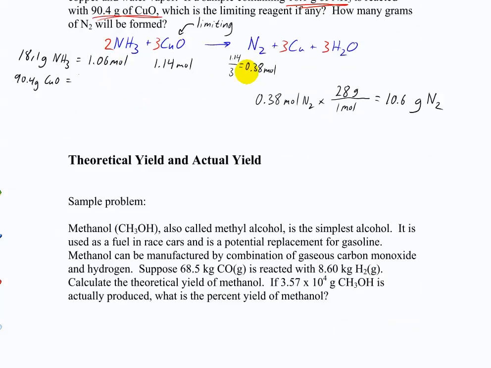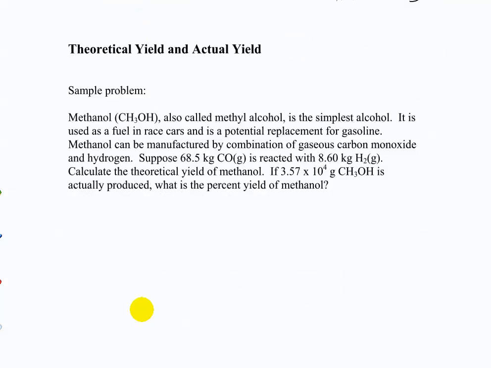So you get questions like this. 65 kilograms of carbon monoxide reacted with 8.6 kilograms hydrogen. Calculate the theoretical yield of methanol, and then if this much methanol is actually produced, what is the percent yield? The percent yield is simply the actual yield divided by the theoretical yield times 100%. So if they were the same, it would be 100%.